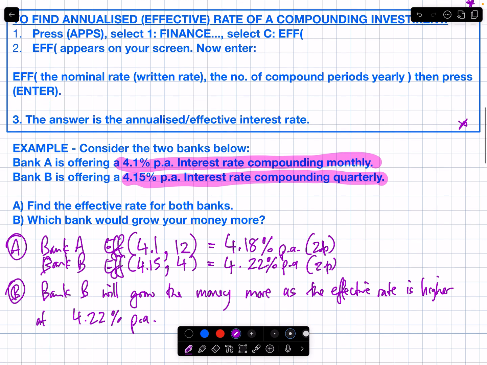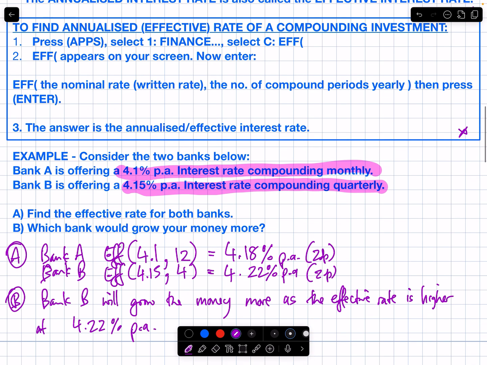Okay, so that is the annualized or effective rate of a compounding interest investment. Use the graphics calculator on Sage Calc. Hopefully that helps you out. See you in the next video.